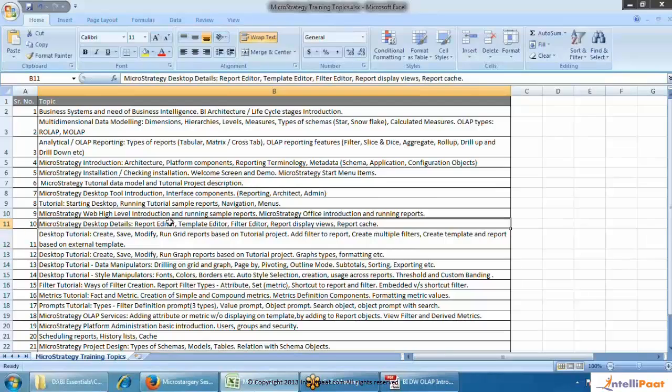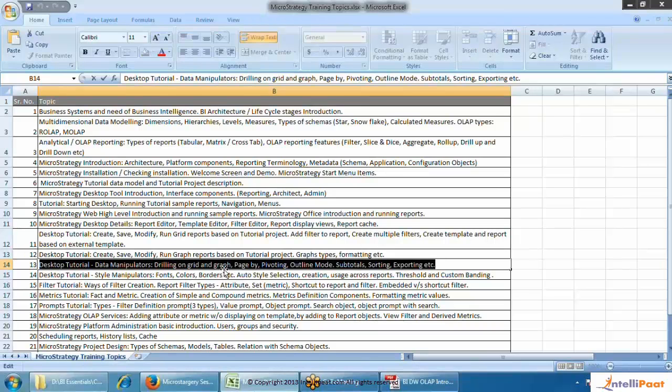Do you know the concept of filter or prompt? These are all the subcomponents of any typical report. So we'll get into that. And then MicroStrategy calls them data manipulators and style manipulators. So all the typical features of a multi-dimensional OLAP, that is drilling, page by, pivoting, outline. We'll implement these features on different reports.